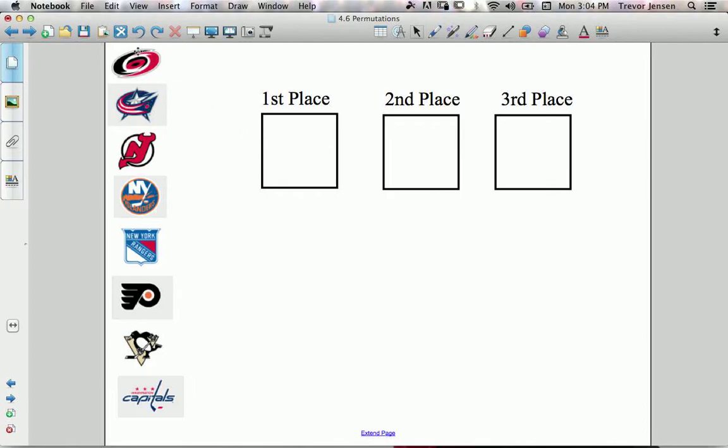So if we think about it, here are the 8 teams. Any one of those 8 teams could finish first. Carolina could finish first, or Columbus, or any of these 8 teams could. So there are 8 options for the first spot. Now, Pittsburgh did finish first this year, so I'll put them in the first spot, but technically there were 8 options.